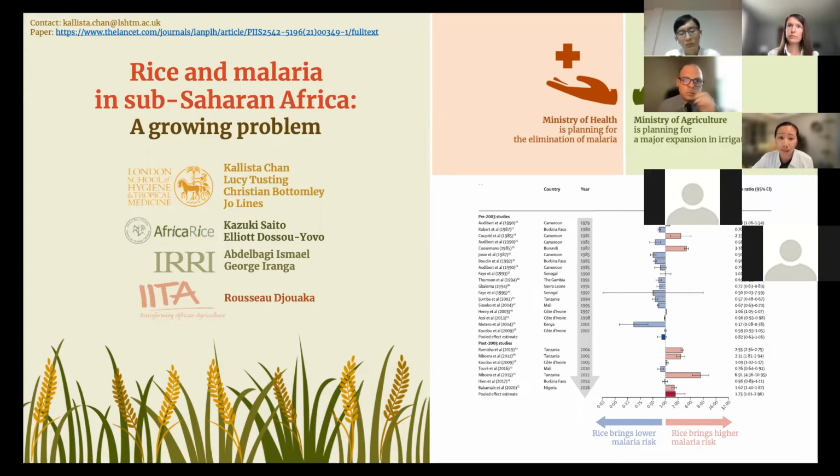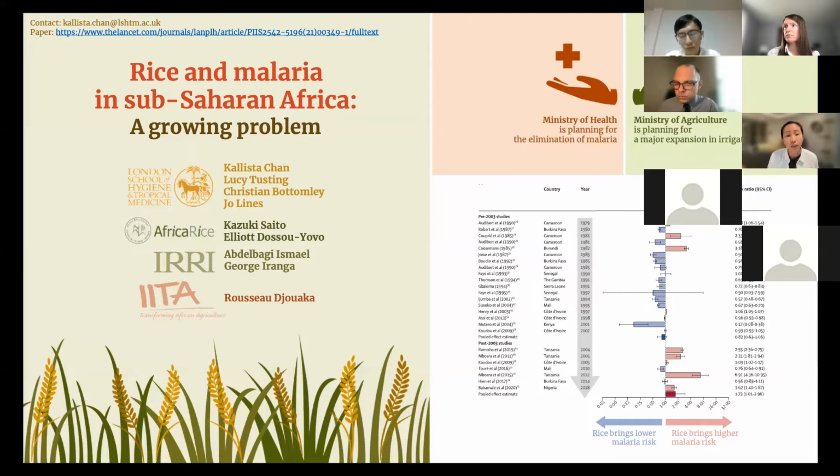There has been a massive scale-up of intervention coverage, and malaria infection prevalence has since halved. So we decided to re-examine this rice-malaria relationship to find out whether nowadays, with lower malaria transmission, malaria risk is greater in rice areas. We conducted a systematic review and meta-analysis comparing malaria indicators between rice and non-rice communities.